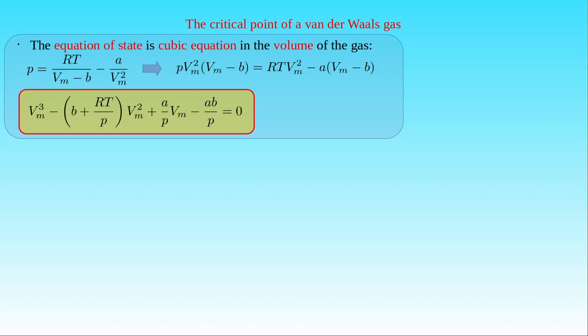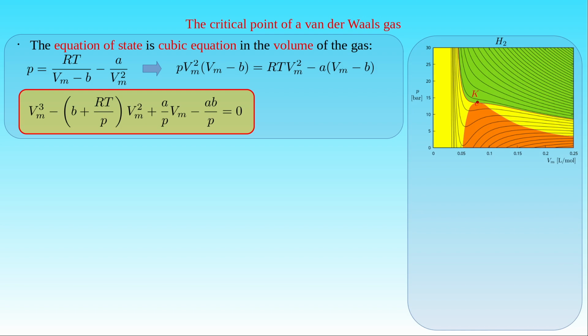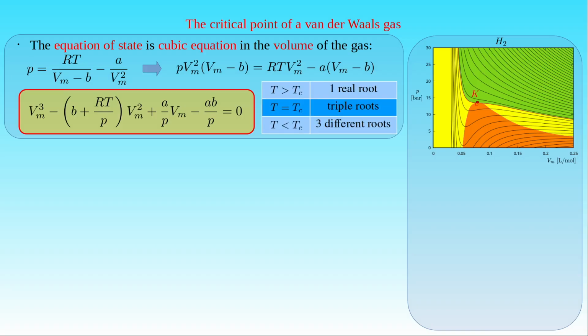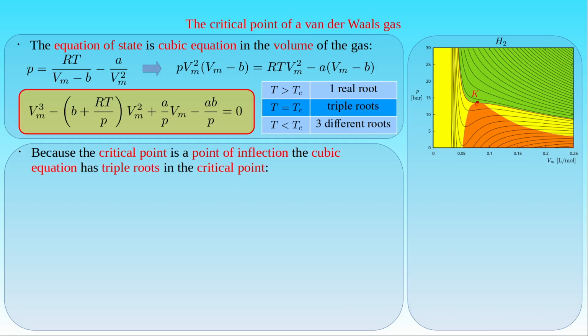In this equation the van der Waals constants are fixed for a given gas, and the temperature determines which isotherm is considered in the pressure versus volume diagram. As we have already discussed and as the isotherms for hydrogen show, the solutions of this algebraic equation can be separated into two, or including the critical isotherm, three classes. If we consider temperatures greater than the critical temperature Tc of the gas, then the equation has one real root. For the critical isotherm where the temperature is equal to Tc, the cubic equation has triple roots, that is three roots that are equal, whereas in the case of temperatures less than the critical temperature we will find three different roots. Because the critical point of a van der Waals gas is a point of inflection of its critical isotherm, the cubic equation has triple roots in the critical point.